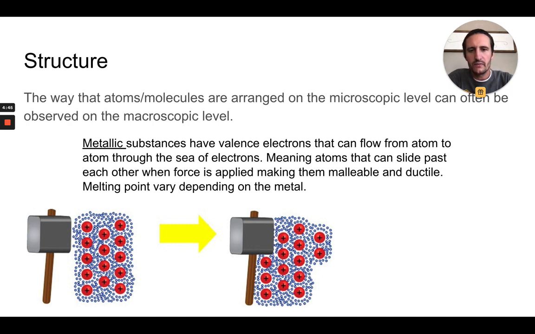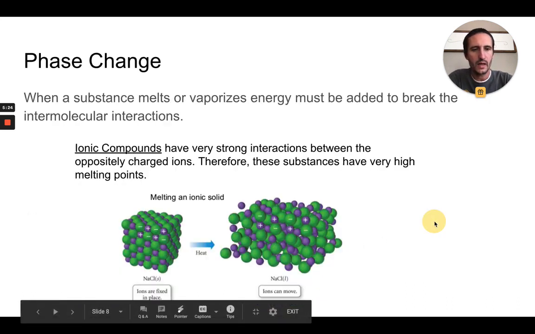Metallic substances have valence electrons that can flow from one atom to another through the sea of electrons, meaning that atoms can slide past each other when force is applied. This makes them malleable or ductile. If you think about a piece of metal and you hit it with a hammer, those atoms will slide past each other a little bit, but it doesn't necessarily break, it just deforms, because those atoms are attracted to the sea of electrons, which are movable. The melting points of metals tend to vary depending on the metal.